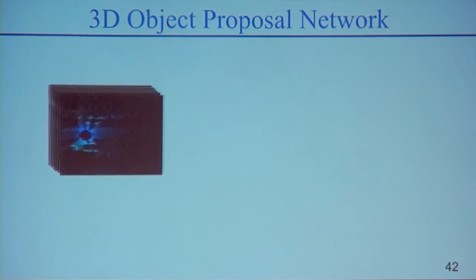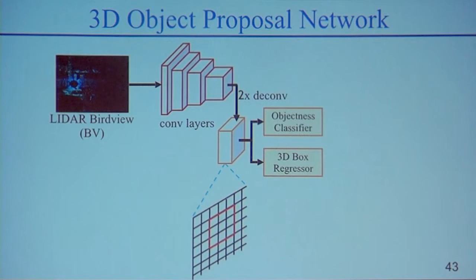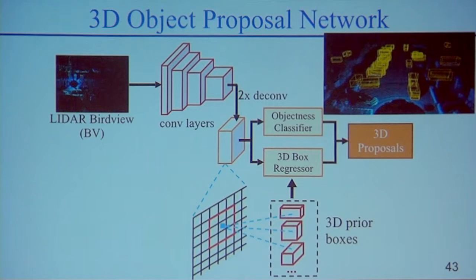Based on the object proposals on the LiDAR top-down view, you run through 2D convolutions. Again, you have these 3D anchor grids, and then you regress these region proposals with respect to your prior anchor grids, and then you get your proposals, which means these proposals are very likely to contain your objects. So this is the proposal network, and here these are the 3D prior boxes with different aspect ratios.